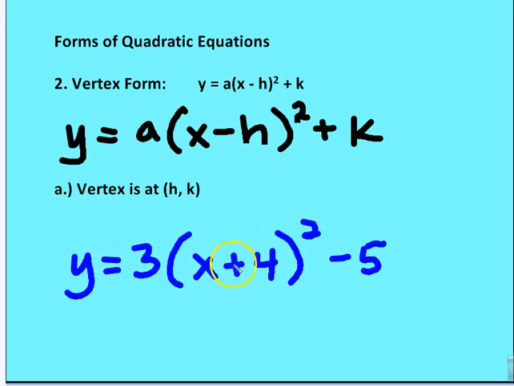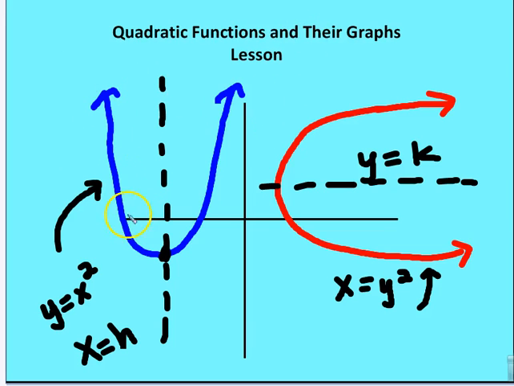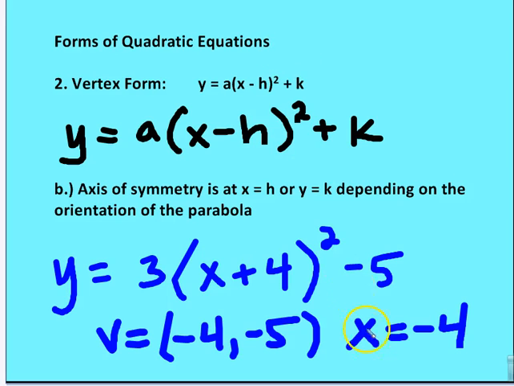We change the sign of the value inside the parentheses and leave the sign for the k value, or the y value. So (-4, -5) is your vertex. Now we're going to take the vertex to find the axis of symmetry. We know that the axis of symmetry goes through the vertex. As a graphic, here's a parabola that faces up or down. My axis of symmetry is a line x equal to some value, the x value of the vertex. The x value of the vertex is -4, so in this case x = -4 is the axis of symmetry.